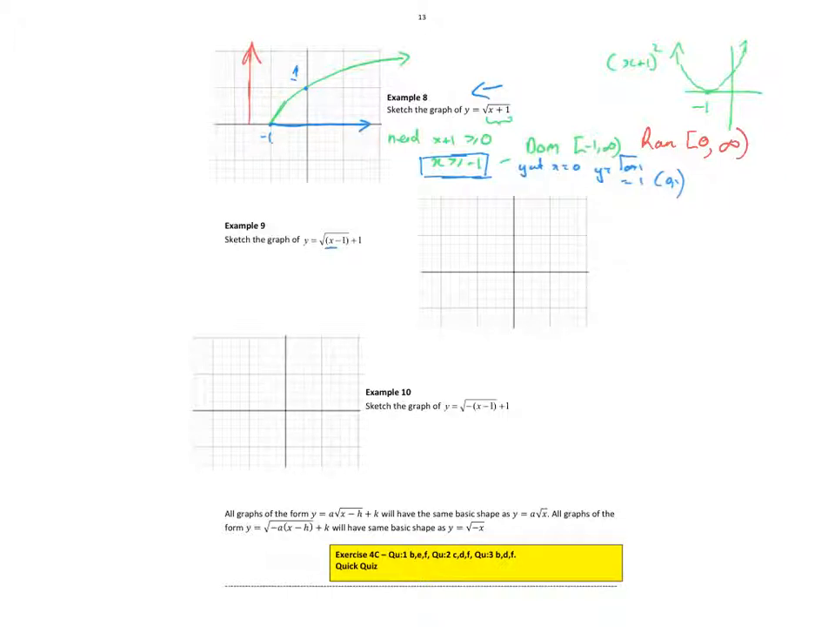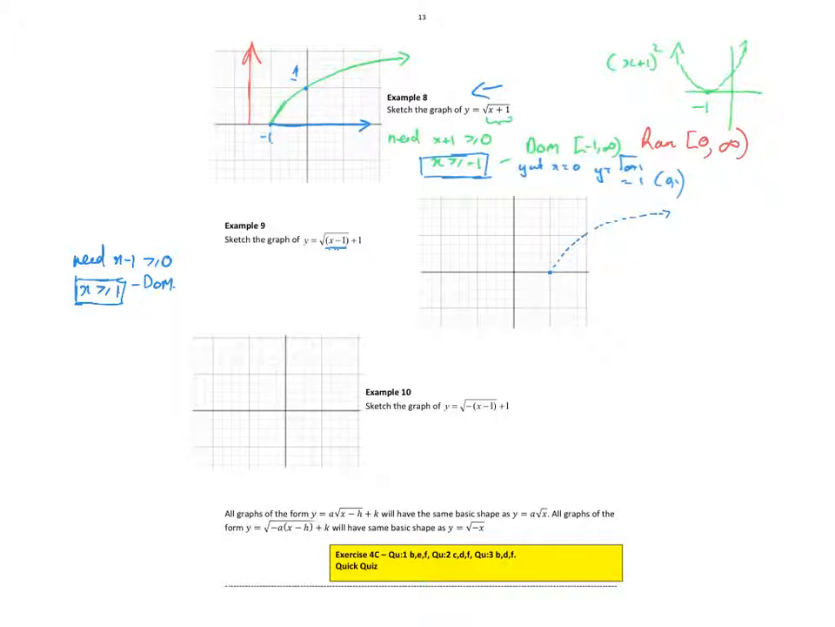Okay, x minus 1 within. So let's do it one way. I need x minus 1 to be greater than or equal to 0. Otherwise, I can't work it out. That means x has got to be greater than or equal to 1. There's the domain. Which means the whole graph is shifted across to the right 1 unit. I'll just do a quick sketch like that.